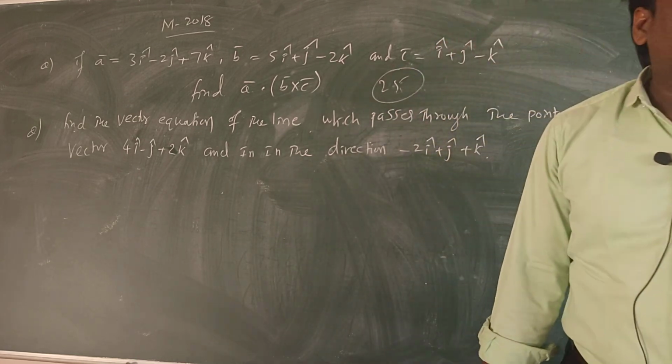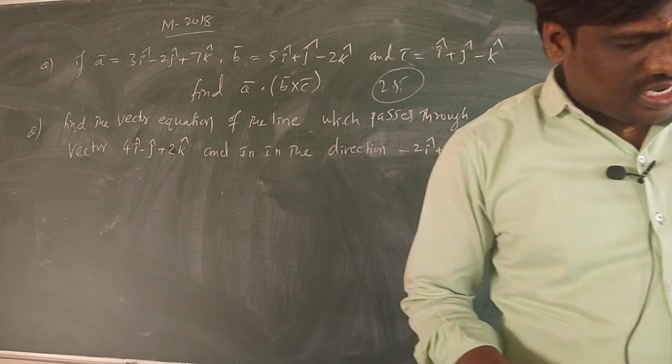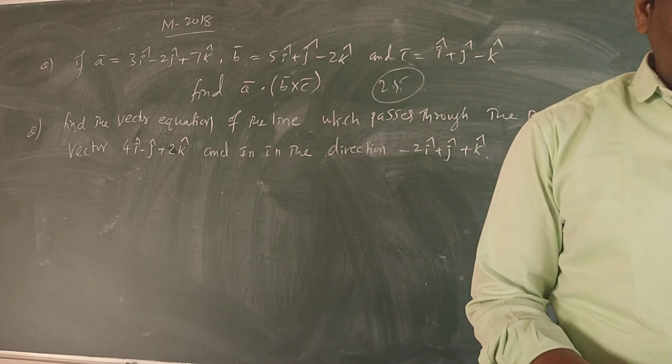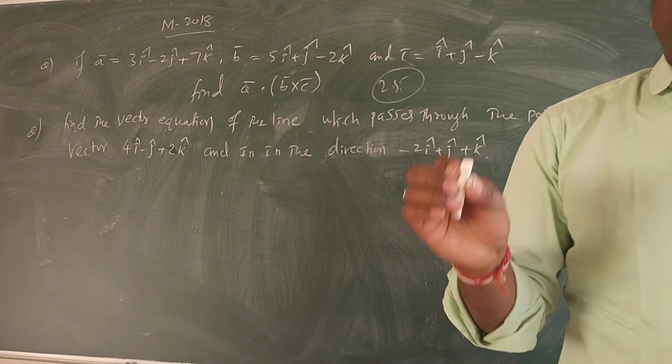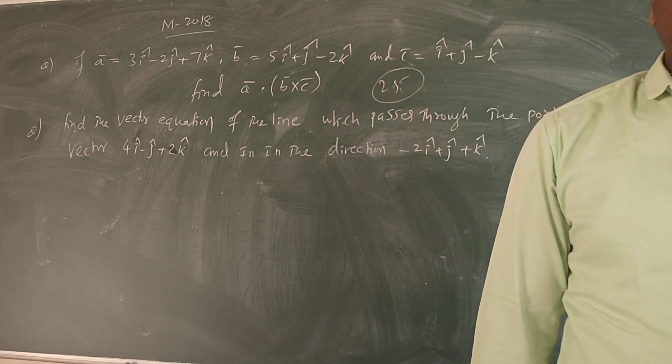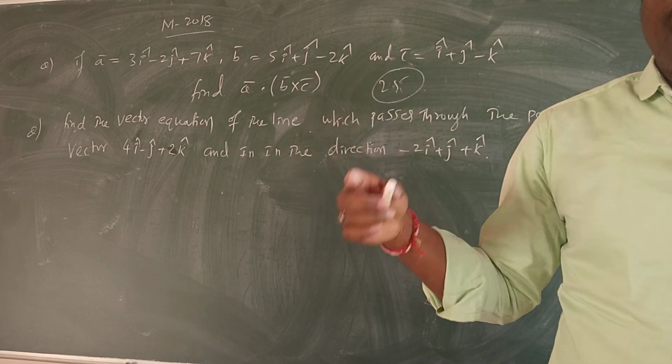Second question, for this one I am giving you the theory part. I will give you 2 lines, write down. I will tell you the form, write down. The vector equation of a line. Whenever the vector equation of a line is given, you have to write like this, write down.